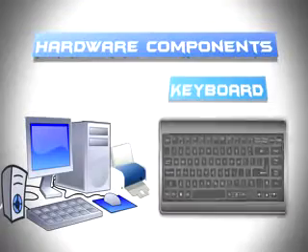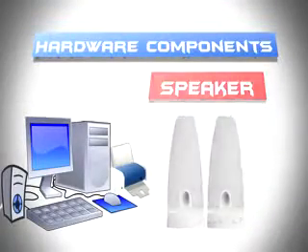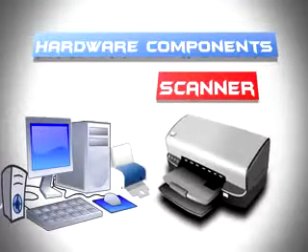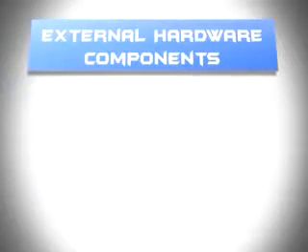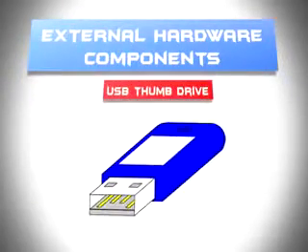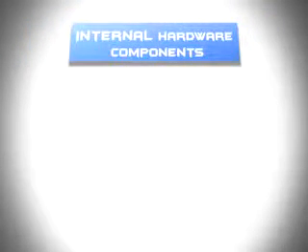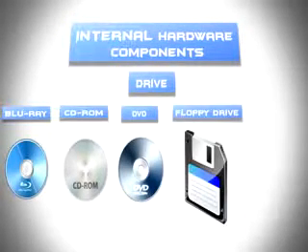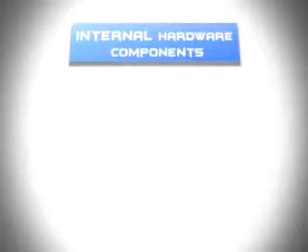Keyboard, speaker, printer, and scanner. Other than that, there are also external hardware, like microphone, projector, USB thumb drive, and internal hardware, like drives, for example, Blu-ray, CD-ROM, DVD, floppy drive, and hard drive.